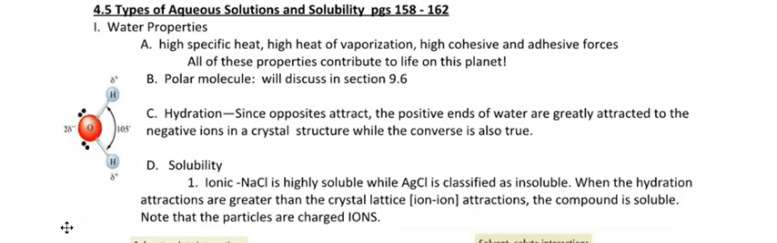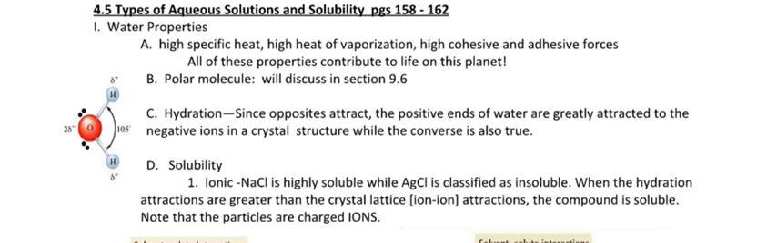As you know, opposites attract, so because it has those partial charges, it's going to be attracted to things that have charges themselves. Hydration: since opposites attract, the positive ends of water are greatly attracted to negative ions of a crystal structure, while the converse is also true. For the case of sodium chloride, sodium is your positive ion, so the negative end of oxygen will be attracted to it. The hydrogen is a positive end, so it'll be attracted to the negative chloride.